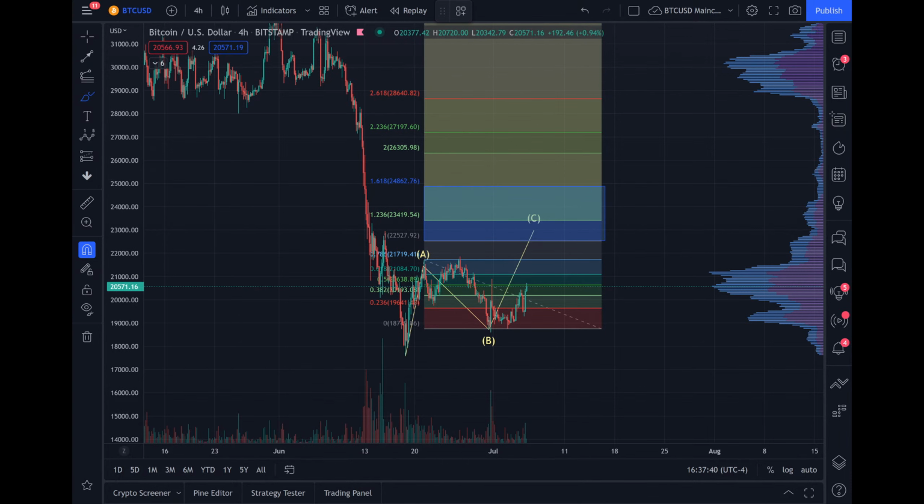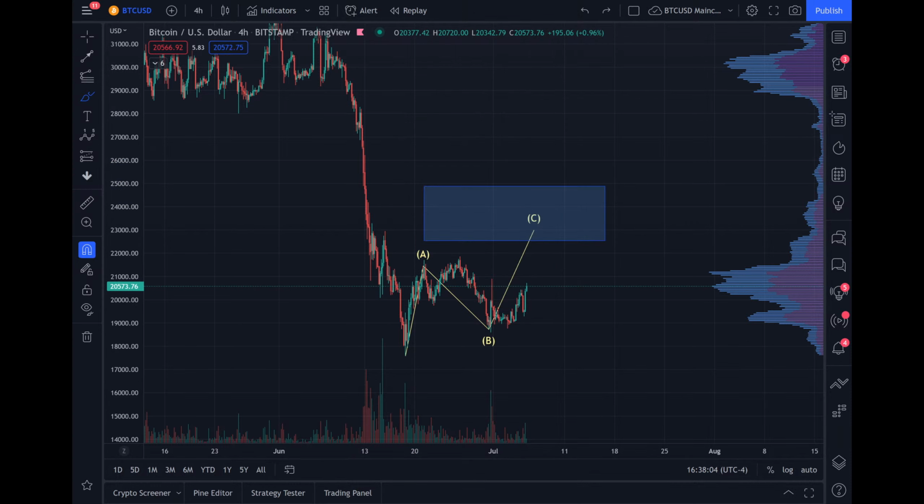And then we can also see an extension of this C wave closer to the 1.618. This is why I have the box a little larger than just between the 1 and the 1.236, because sometimes this C wave extension in these ABC flat corrections does extend to the 1.618, okay? And that would be 24.8. So that's pretty much where I think Bitcoin's going in the immediate short term.